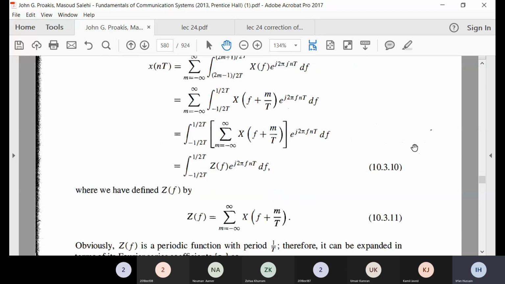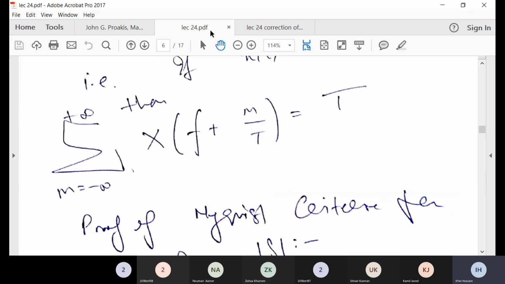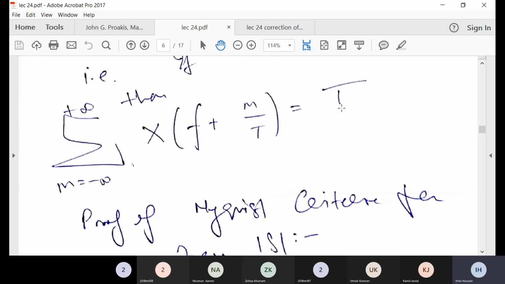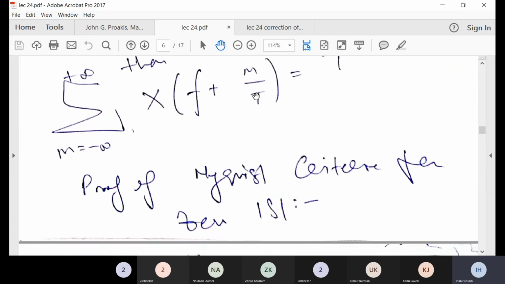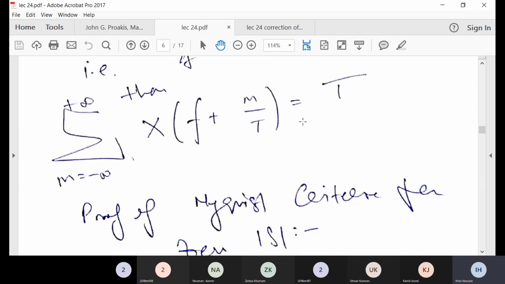This is what we want of our X(f). We will be just understanding this derivation. So you want X(f) and its periodic versions, periodic at 1 over T, to sum to T. This is what we want. If this is satisfied, then you will see that you will have zero ISI. But first of all, we have to see how we can prove this and how this satisfies our Nyquist criteria.